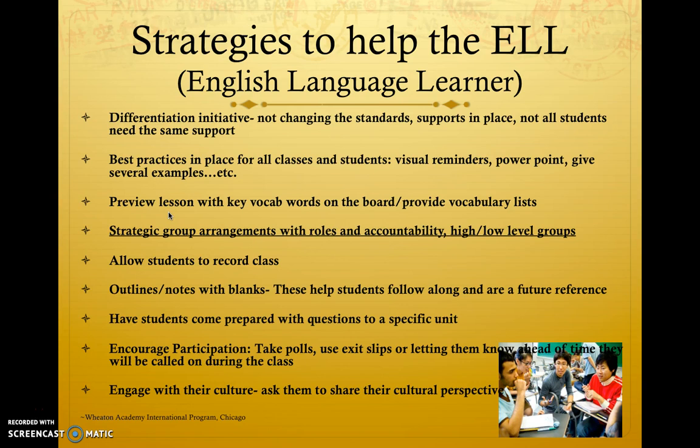They bring it to me in the ESL class, and we look over these vocabulary lists and we do things with them. So they are very helpful. This one I underlined because it is something that I stressed while doing the activity with the Warhorse novel. Strategic group arrangements with roles and accountability, and you can even do high and low level groups. Setting those in place at the beginning of the year, or changing them up during the quarter, or according to whatever the activity is.